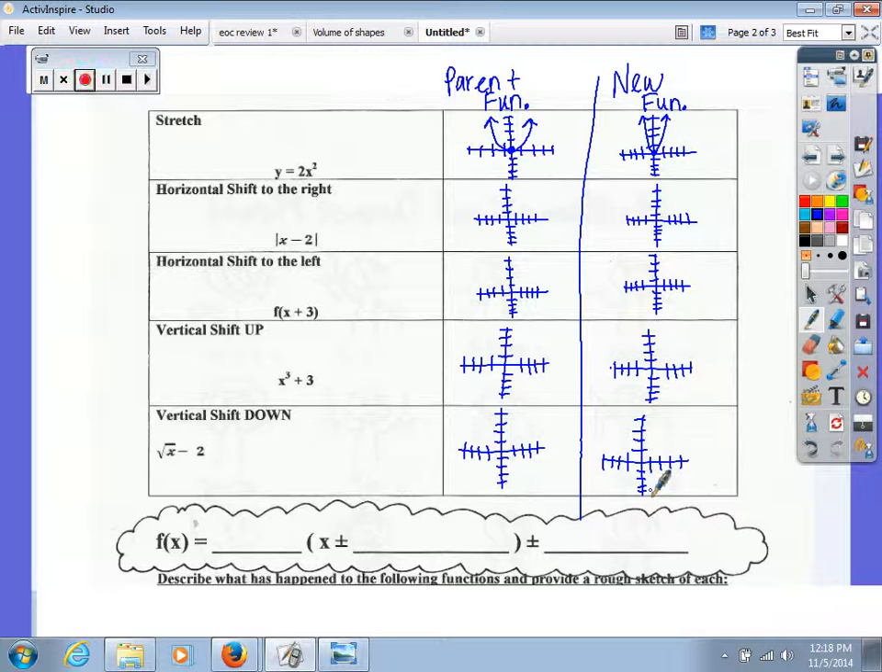Alright, so let's go ahead and talk about the parent function for this. And if you look, what was the original function? What was absolute value? Because it has the bars. So that would start at 0, 0, and it's going to make a V.